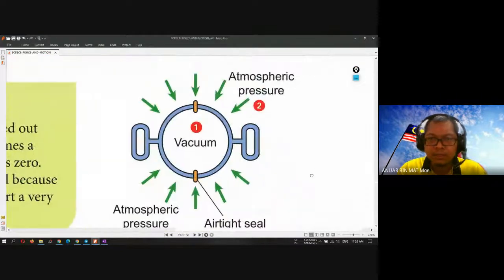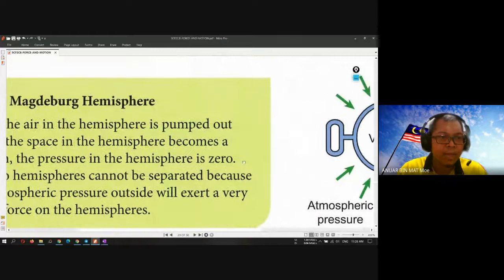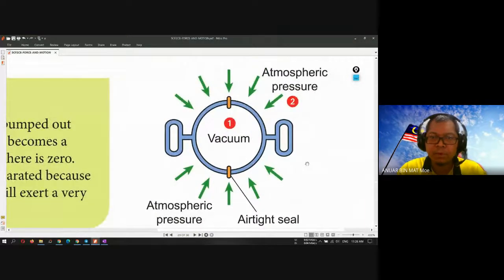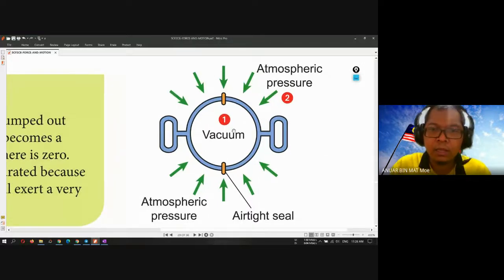Okay, this is what we call the Magdeburg hemisphere. Inside is a vacuum. Vacuum means what, class? Is there air or no air inside? No. Okay, vacuum means there is no air. What happens if there is no air inside the hemisphere? What happens to the air pressure inside? Is it lower or higher?